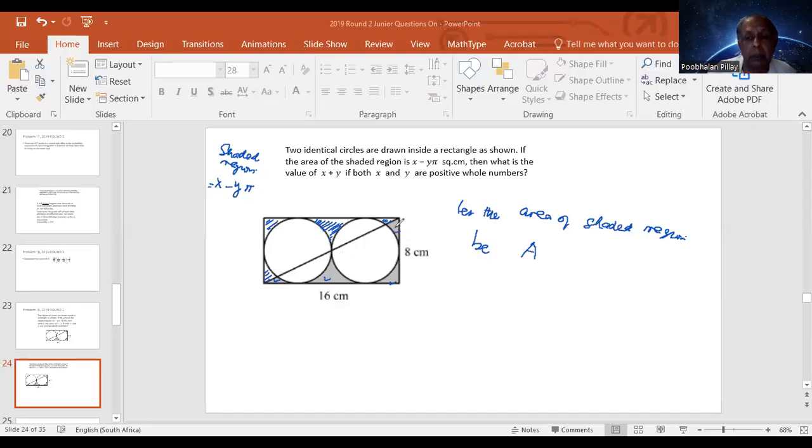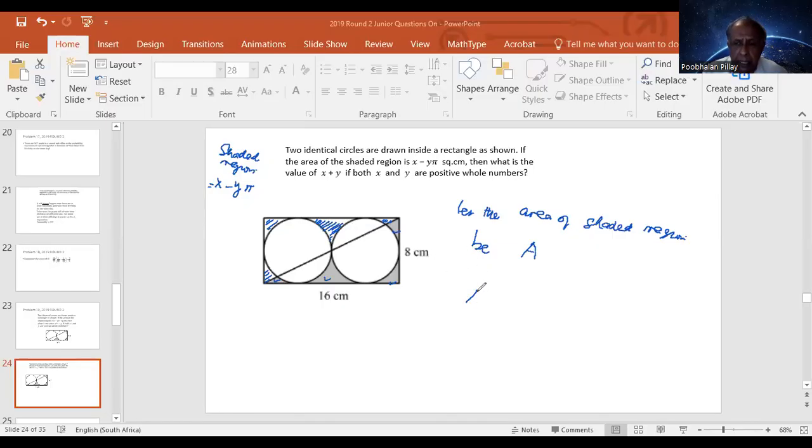So what you've got actually, because of the symmetry of this picture, the shaded area occurs twice inside this rectangle. So I want to calculate the full area of the rectangle. I know its length is 16 and the breadth is 8. So I know the area of the rectangle. So I'll try to get an equation involving A.